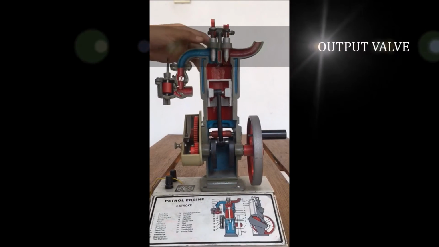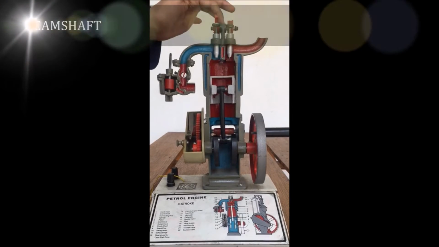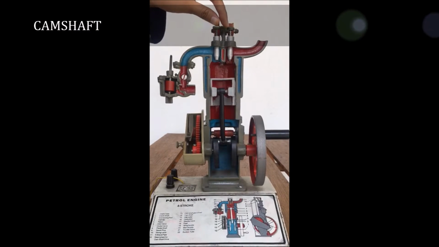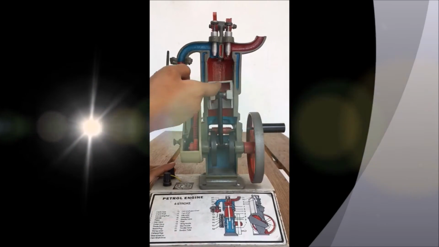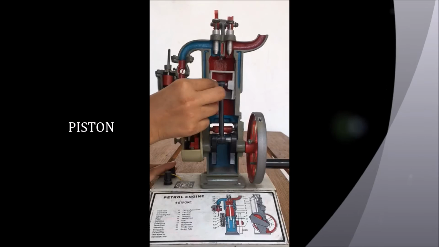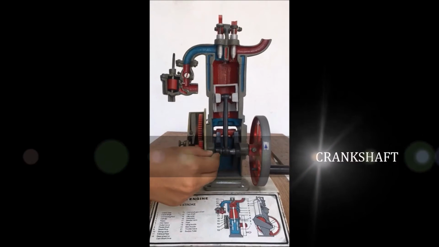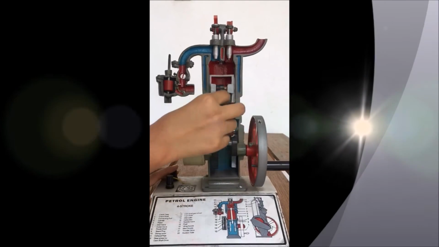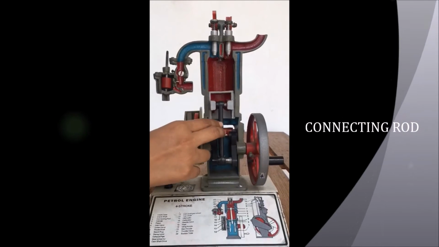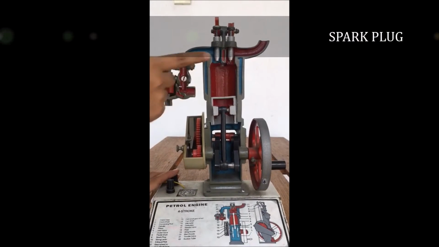And then here at the back is the camshaft connected to the valve, and then this is a piston, and it connects with the crankshaft by the connecting rod. This one is the connecting rod, and the last one is the spark plug here. Okay, that's all.